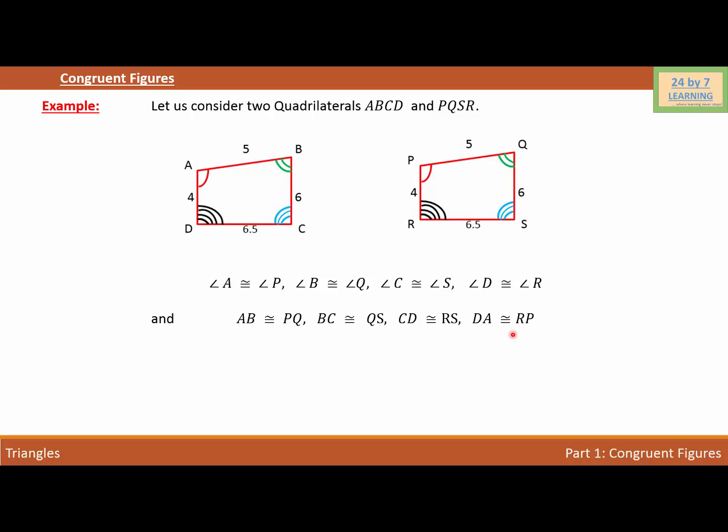So, since the corresponding angles and corresponding sides of the two quadrilaterals are congruent or the same, this simply means that their shapes and sizes are the same or congruent. So we can write that quadrilateral ABCD is congruent to quadrilateral PQSR. And this is how we prove that two figures are congruent.